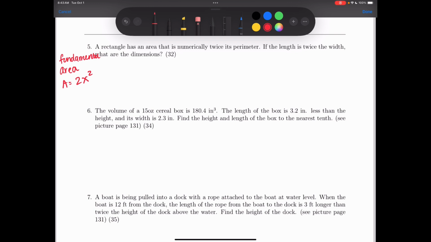So we know that the length is twice the width. So the width I'm going to call x. The length I'm going to call 2x. What is the formula for perimeter of a rectangle? 2L plus 2W. Yep, plus 2W. So if I plug in x and 2x here, I'm going to have 2 times 2x plus 2 times x, which is going to be 4x plus 2x. So that's going to be 6x.